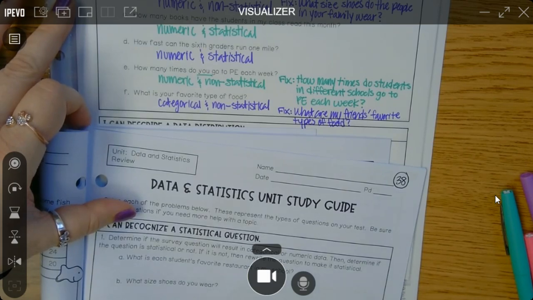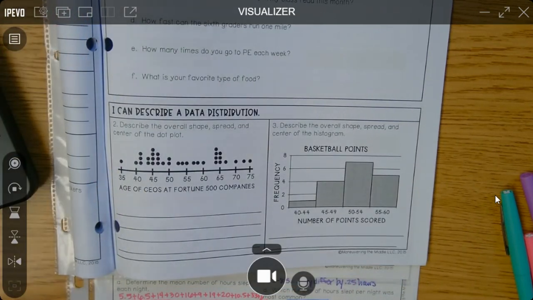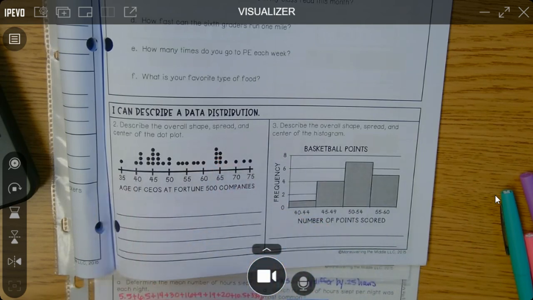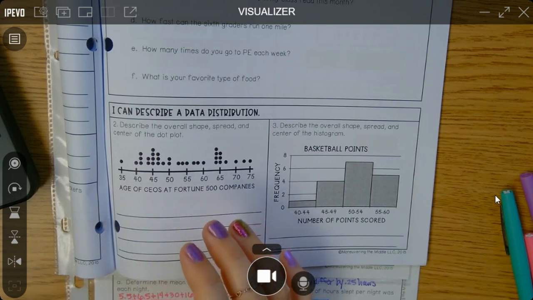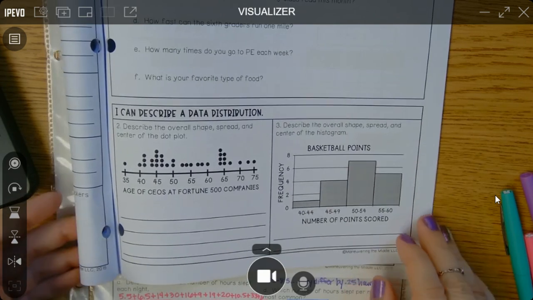Okay, the next one, you have this graph right here, and you want to describe what's the overall shape, spread, and center of it. So what would you say? For shape, maybe, is it symmetrical or is it skewed? And then the spread, how spread out is it? What is the variability like? And then where's the center? What would you say?